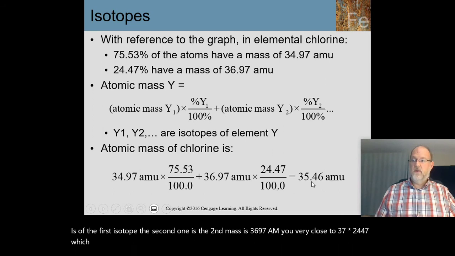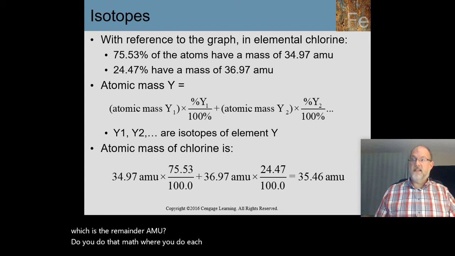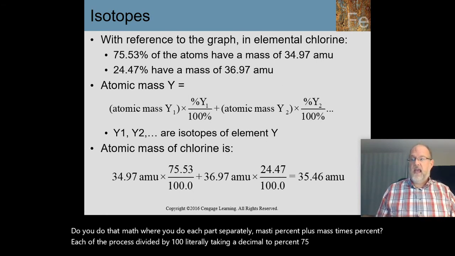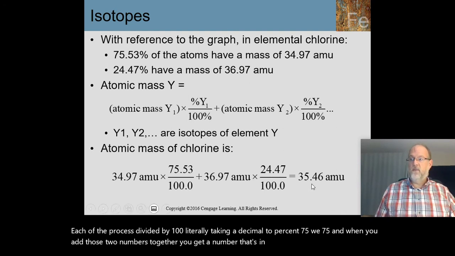You do that math where you do each part separately: mass times percent plus mass times percent. Each of the percents is divided by 100, so literally you're taking a decimal of the percent. 75% would be 0.75. And when you add those two numbers together, you get a number that's in between. In this case, I get 35.46.